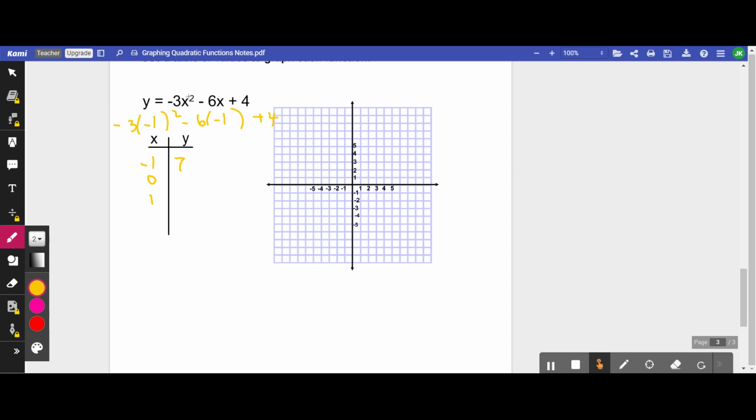And then you can sub the 0 next. So 0 squared would still be 0, and then times negative 3 would still be the same. And then 6 times 0 would still be 0, and then you can just add 4. So that'd be 4. The 0 is kind of easy to sub in. Then you can sub the 1 in next. So you'd have to square the 1, so it'd be 1, and then multiply by a negative 3. So it'd be negative 3 minus 6. So negative 9 plus 4, so negative 5.